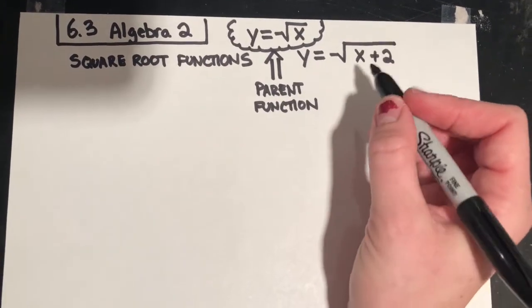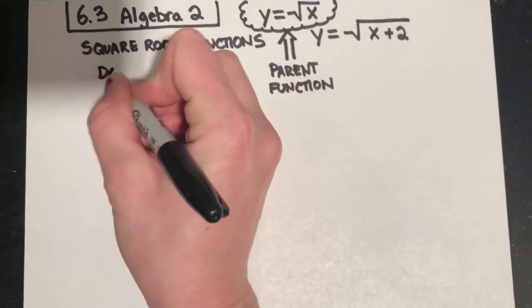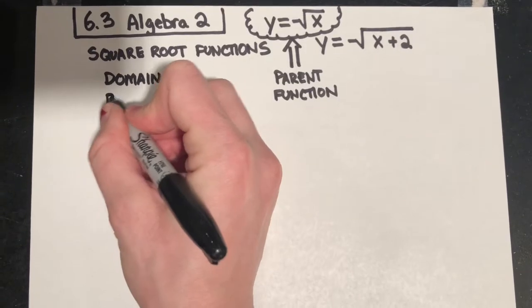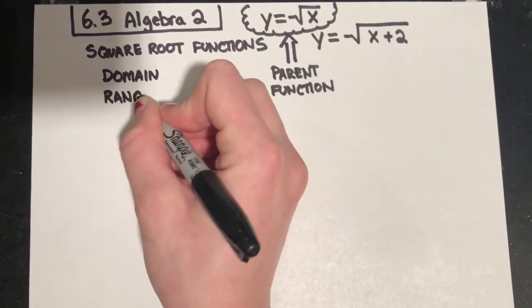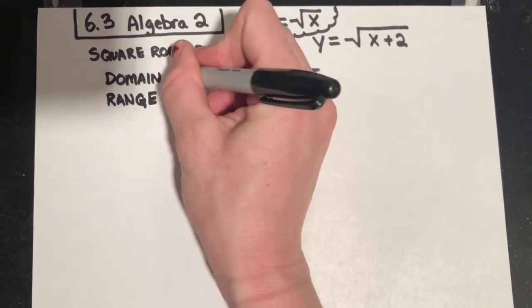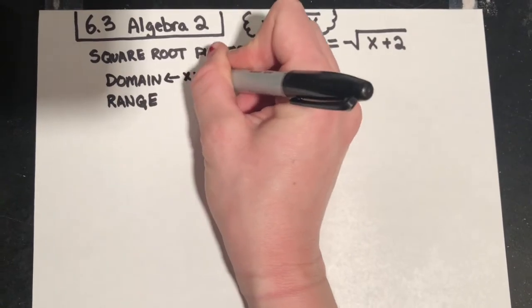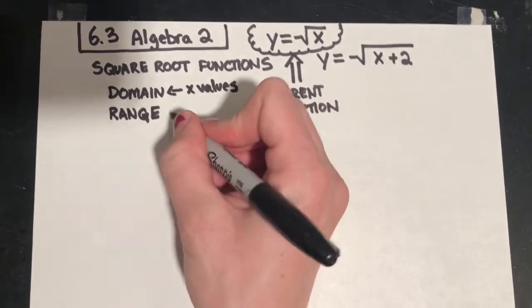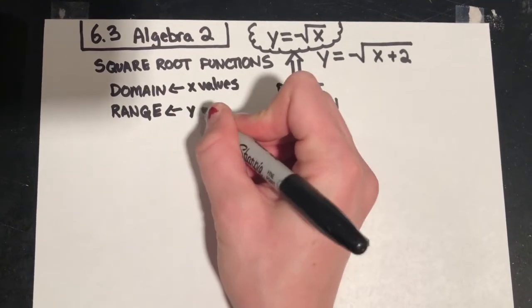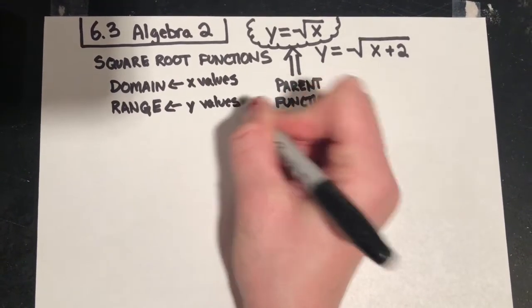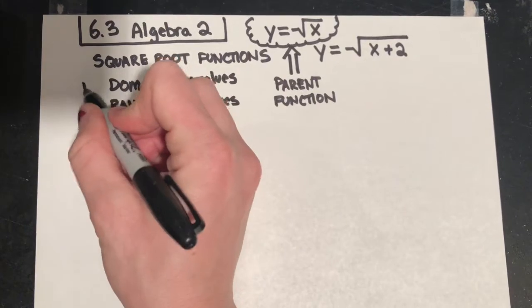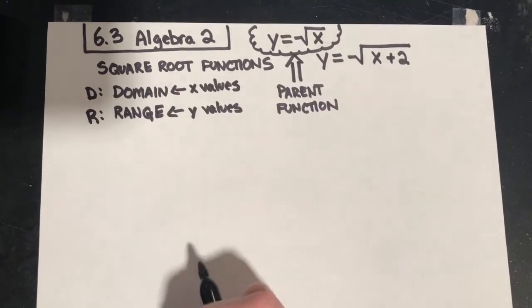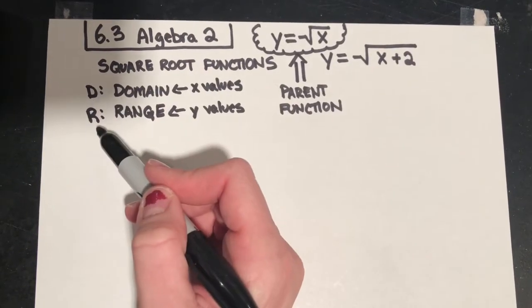So, things that we also want to know. We want to know domain. We want to know range. Let's refresh our memory. Domain: what are all the possible x values that a domain can be? Range: what are all the possible y values? And you guys know I usually denote the domain and range with a D and an R right there.